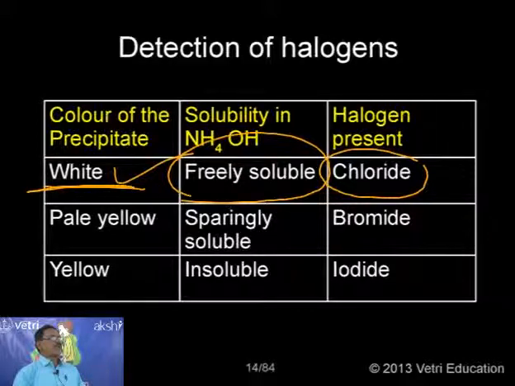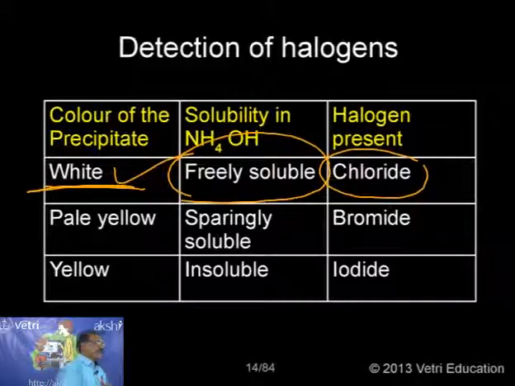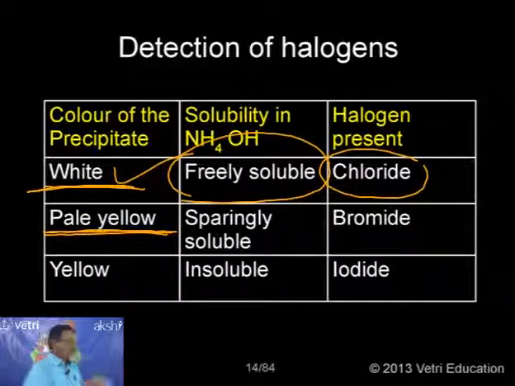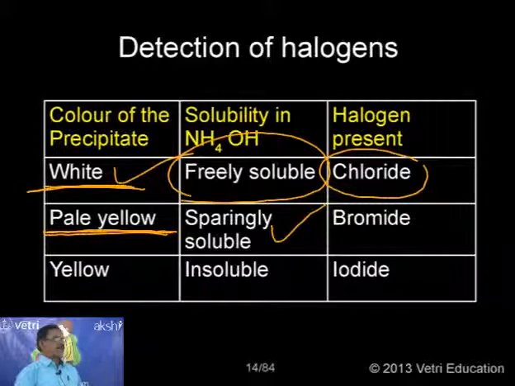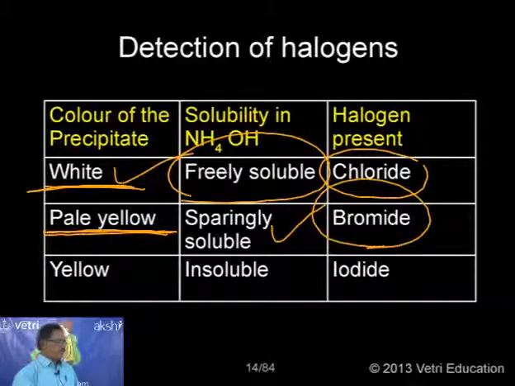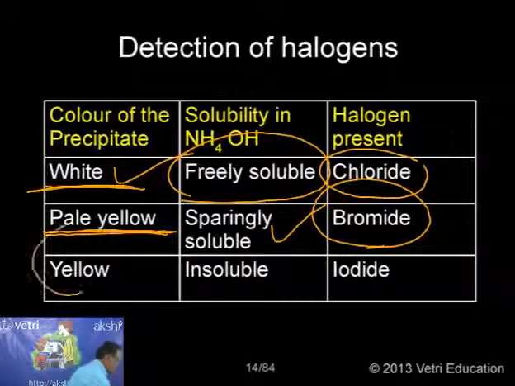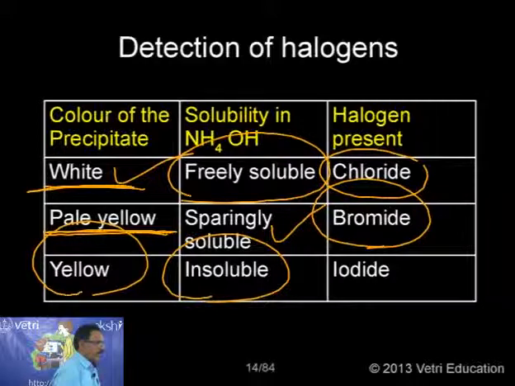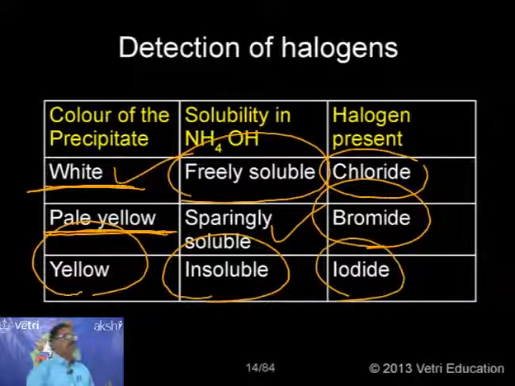That is in the form of chloride, Cl⁻, sodium chloride. So Cl⁻ will be present, chloride. In the same way, if the precipitate is pale yellow and sparingly soluble in ammonium hydroxide, sparingly means partially soluble, it shows bromine. Similarly, if the precipitate is dark yellow and insoluble in ammonium hydroxide, it shows iodine. This is the interesting information.